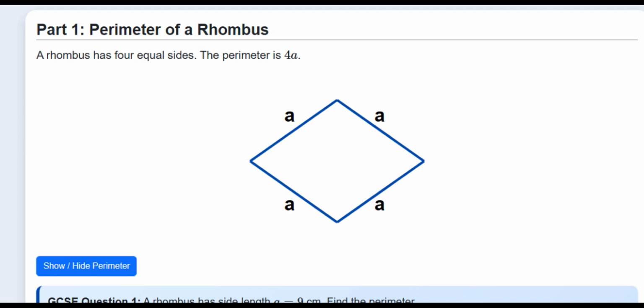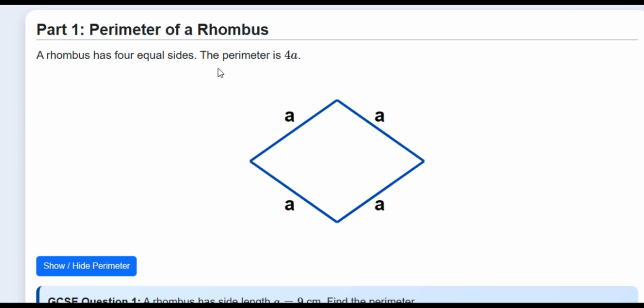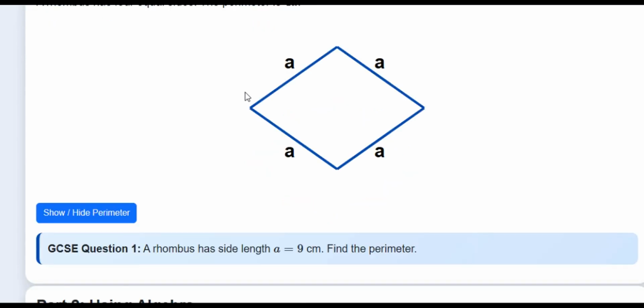So, the perimeter of a rhombus, P, to represent perimeter, is given by the first side, which is A, plus the second, plus the third, plus the fourth, like that. So, if you take A plus A plus A plus A, it will be 4A. And that's why I say here, the perimeter of a rhombus is 4A. So, with that knowledge, can you try to solve some questions?